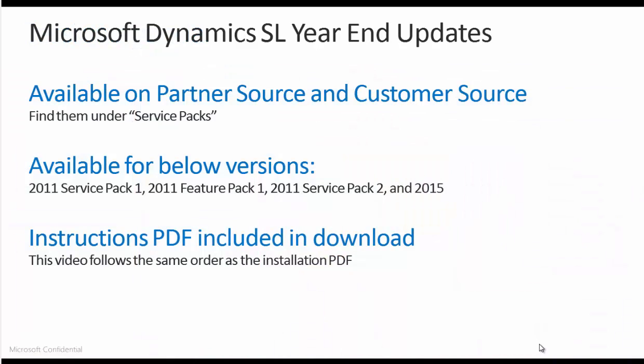The year-end updates for Microsoft Dynamics SL are available for download on Customer Source and Partner Source. Look for them under the Service Pack section, or you could simply search for them. The 2014 year-end updates also include the 2013 year-end updates, so you don't have to apply those if you haven't already. They are available for versions 2011 Service Pack 1, 2011 Feature Pack 1, 2011 Service Pack 2, and 2015.